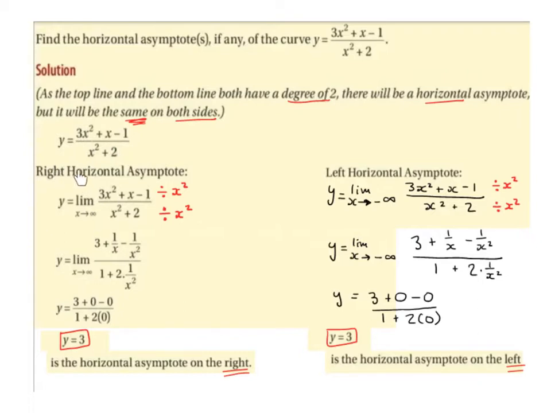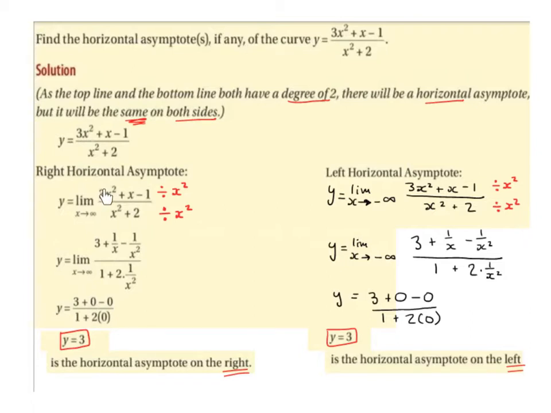To work out the right horizontal asymptote, we say y is equal to the limit of 3x squared plus x minus 1 over x squared plus 2 as x approaches positive infinity. So we want to divide above and below by the highest power of x. So the highest power of x is x squared. So we divide the numerator by x squared and divide the denominator by x squared. So this is the same thing as multiplying by 1 over x squared.